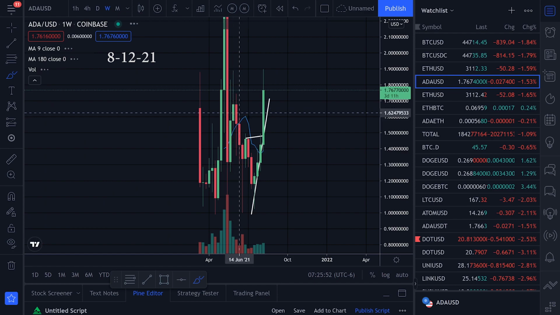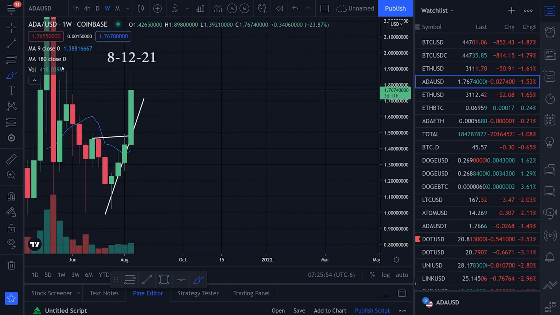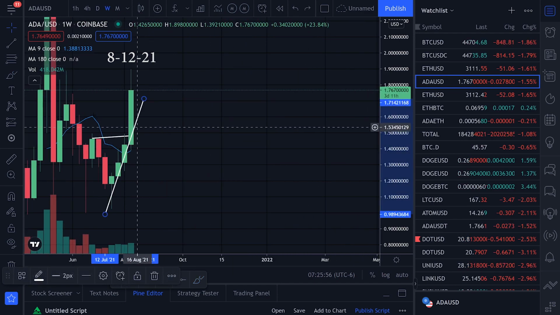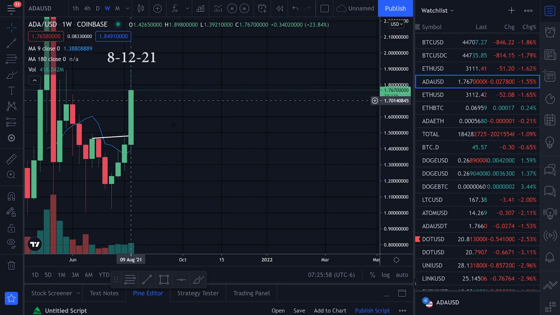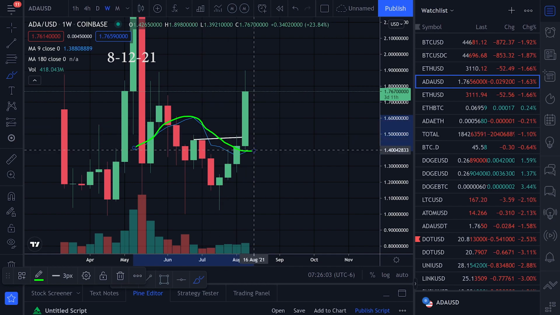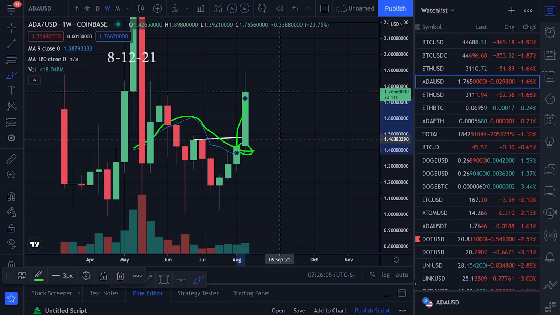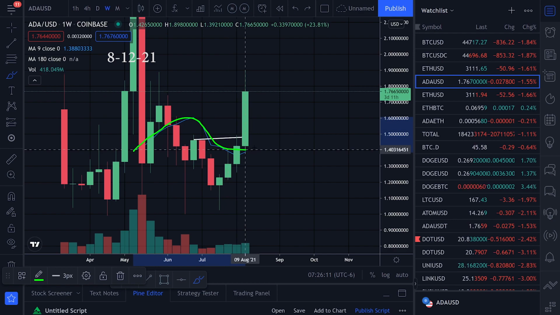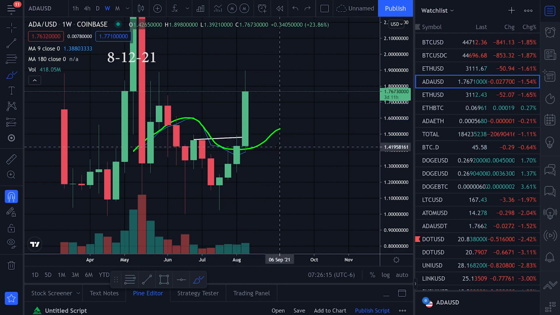The other thing is the weekly time frame. If we go into that, this moving average is looking good as well. Let's delete that trend line. We have this 9 moving average on the weekly time frame, and we broke above that right there. Let's see if we can stay above this weekly 9 moving average. We might have to come back down and retest it though.